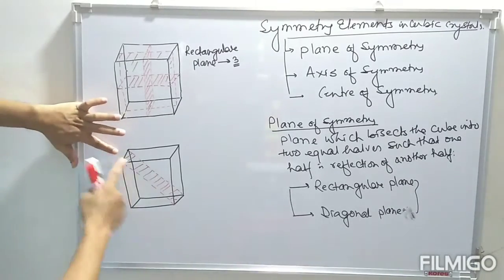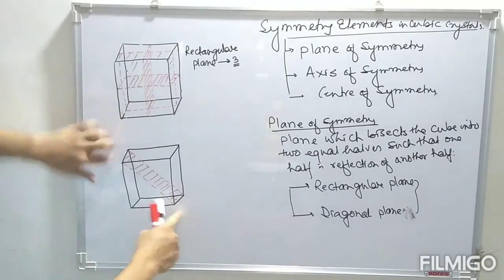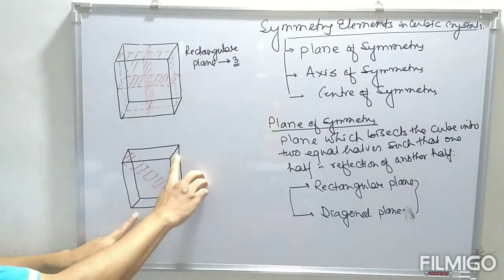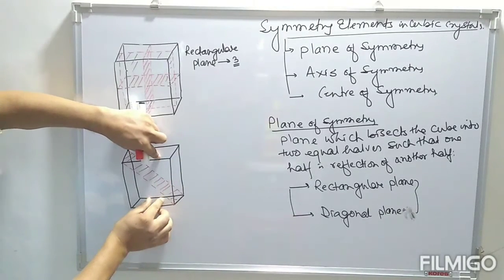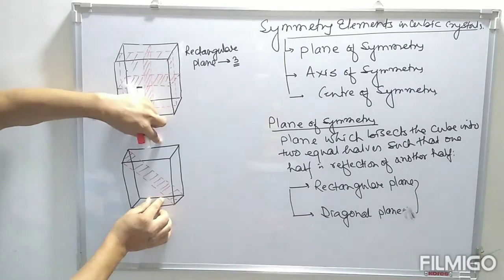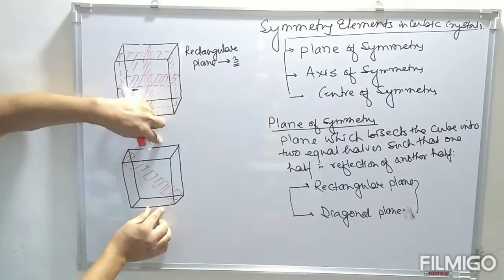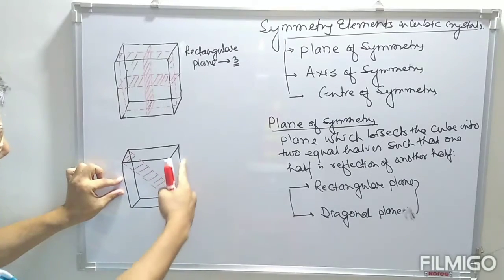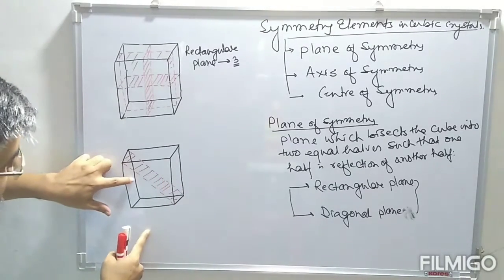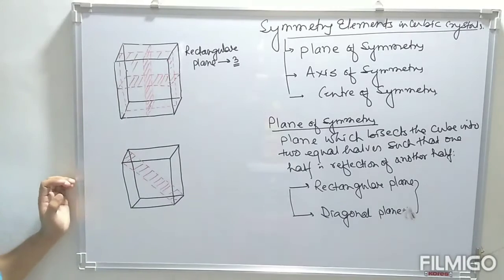So, we have a plane here. Similarly, we can also consider this plane. So, we have a second plane. We can consider this and this plane. We can also consider this and this plane. Then we can consider this and this plane. Similarly, we have this plane and this plane.